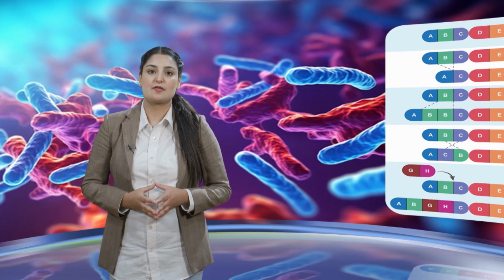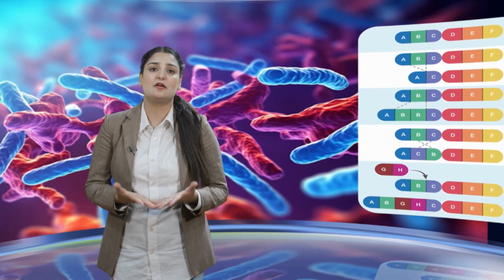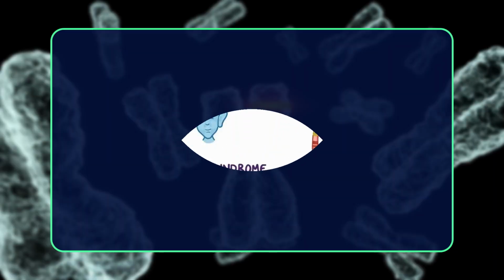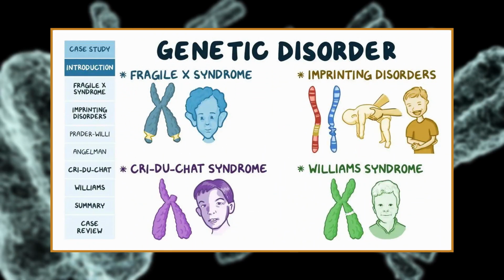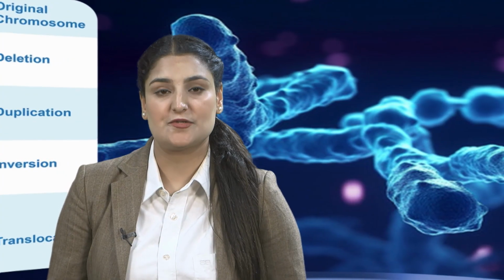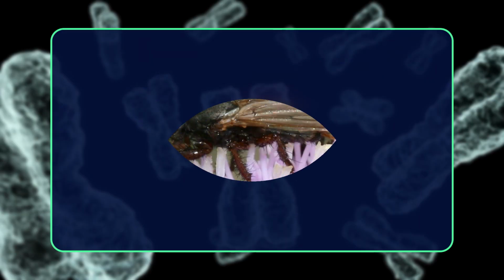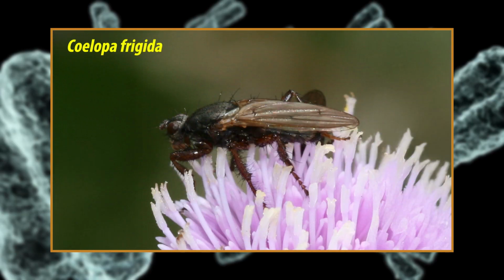While most inversions are harmless and may not lead to visible changes in the phenotype, especially in homozygotes, they can occasionally lead to genetic disorders due to breakpoint effects, when a gene is disrupted at the inversion site, or position effects, students, when gene expression is altered due to new locations. For example, in the insect Culex frigida, inversion contributes to phenotypic diversity and evolutionary fitness.